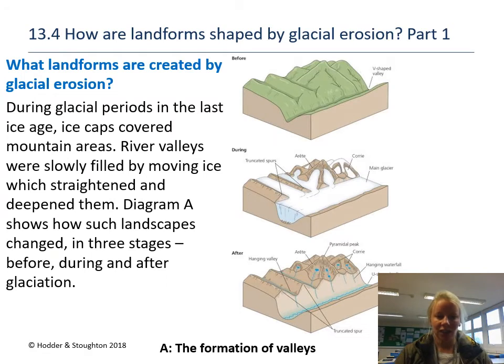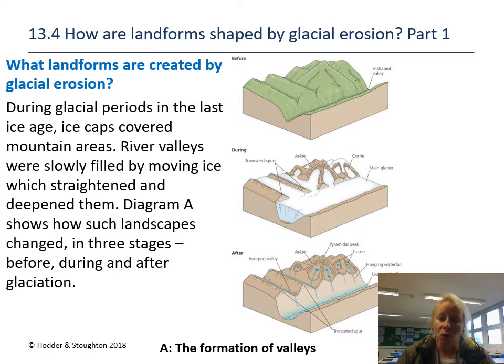So now we're going to take a closer look at these landforms and how they're formed. During glacial periods in the last ice age, ice caps covered mountainous areas. River valleys were slowly filled by moving ice, which straightened and deepened them. Diagram A shows how such landscapes changed in 3 stages: before, during, and after. So if we have a look at these diagrams, we can start to notice changes.